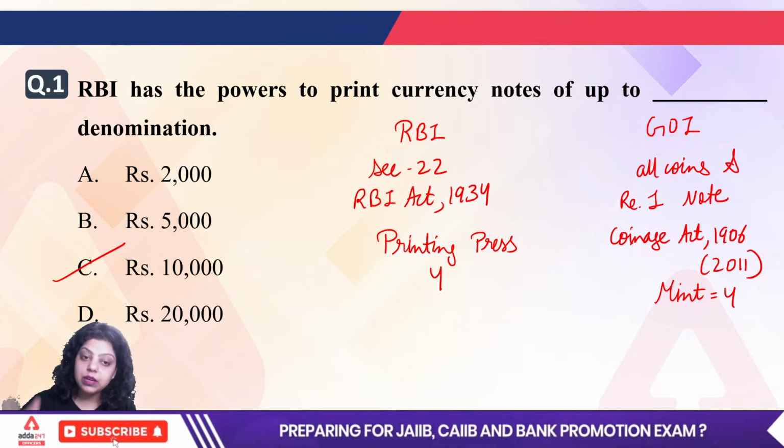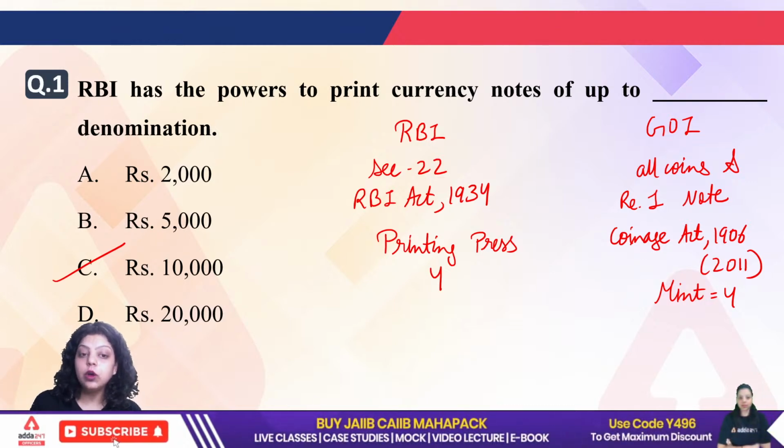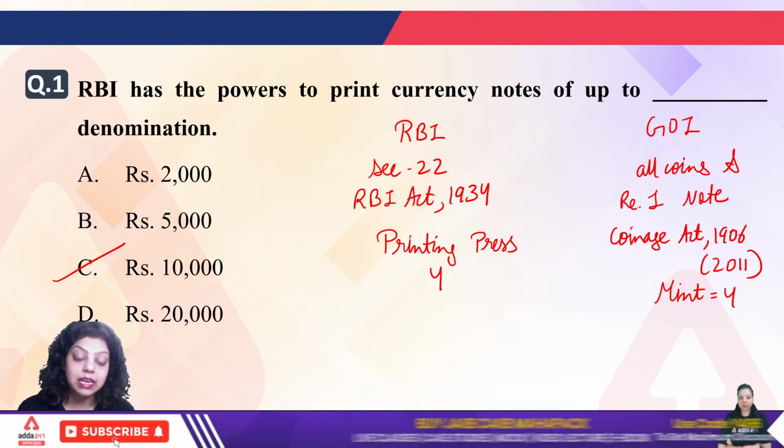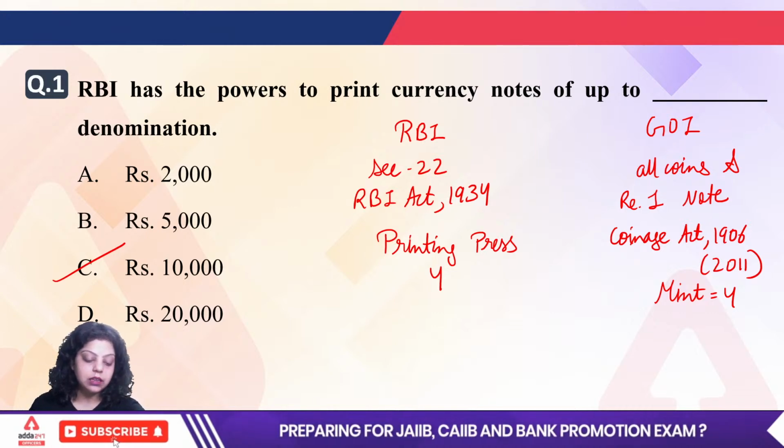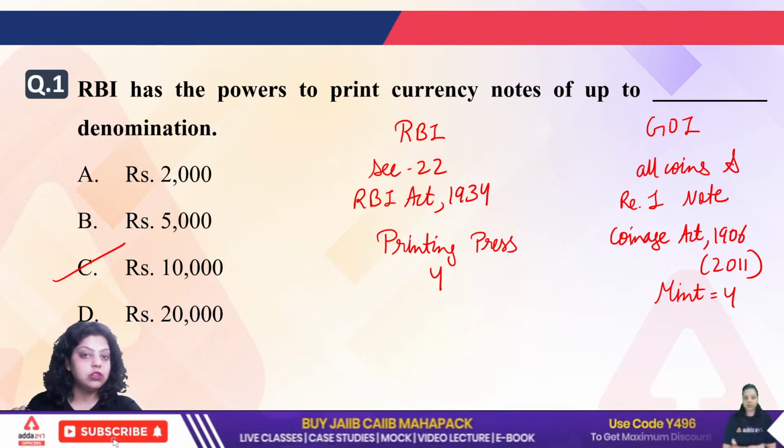And when the Government of India bans that legal tender, or stops the legal tender status of a currency, that is known as demonetization. So we have printed the 10,000 rupee note 2 times, but both times it was demonetized by the Government of India.